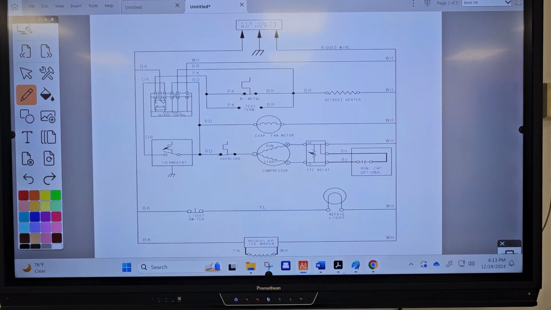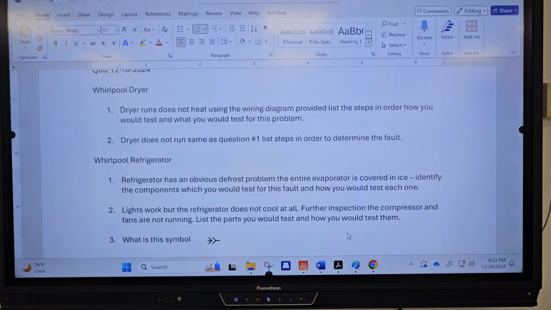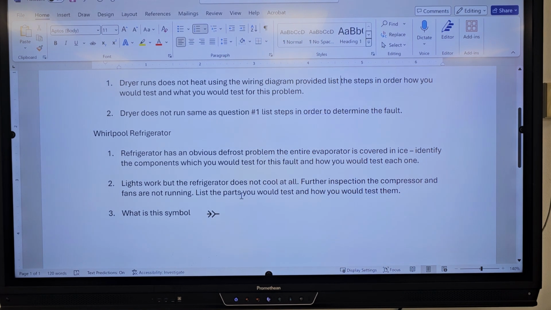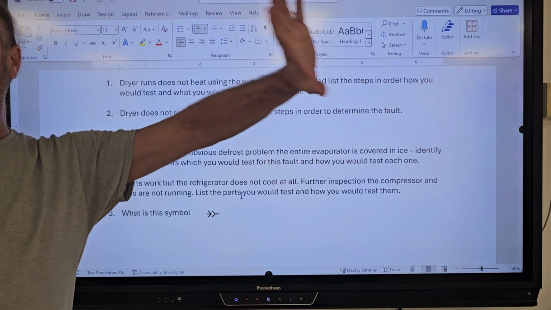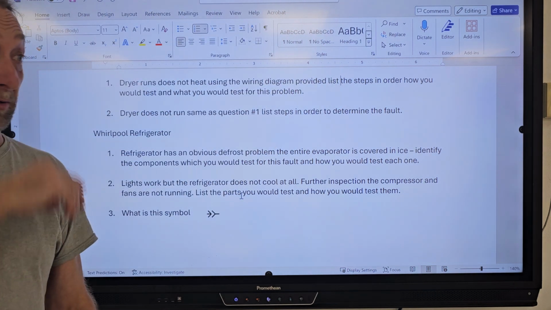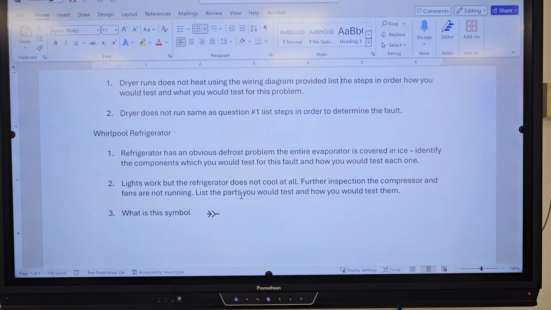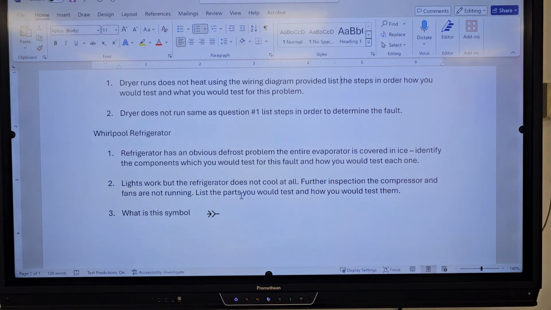Let me see if I can bring it up and read it. Refrigerator has an obvious defrost problem. So I'm telling you right now, it's a defrost problem. It's not defrosting. What am I looking at? If I'm telling you it's not defrosting, what is it that's telling me it's not defrosting? Frost on the lip of the evaporator. It'd just be covered in ice. The whole back freezer would be covered in ice, okay? So, how would you test that?